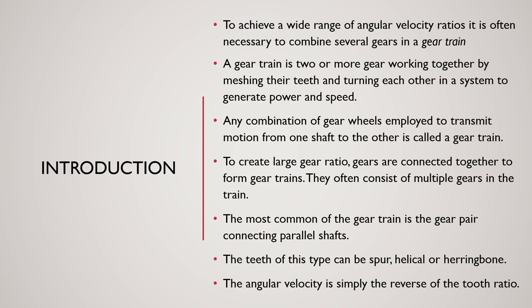As I already said, to create a large gear ratio, gears are connected together to form gear trains. They often consist of multiple gears in a gear train. The most common gear train is a gear pair connecting parallel shafts. We can connect any shaft at any angle. The teeth of this type of gear may be helical, spur, or bevel; any type of gear can be used. Angular velocity is simply the reverse of the tooth ratio.